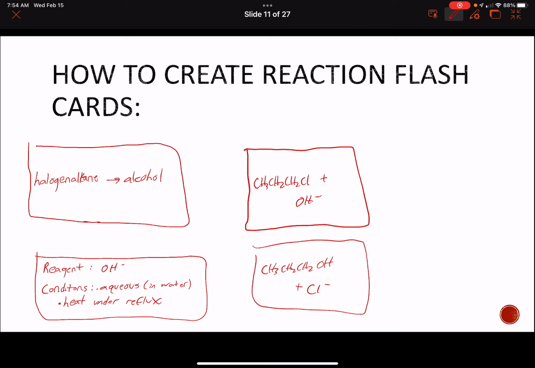And so once again, one side of your flashcard would have your reagents, and the other one would have your products. And then I make another for the functional group transition, which is the one that tells me when I want to go from a halogenoalkane to an alcohol, what do I need? The reagent OH minus, because that's going to swap out and get rid of the halogen and replace it with the OH. And the condition is aqueous with heat under reflux. So at minimum, for each of these reactions, I would suggest 2 flashcards.